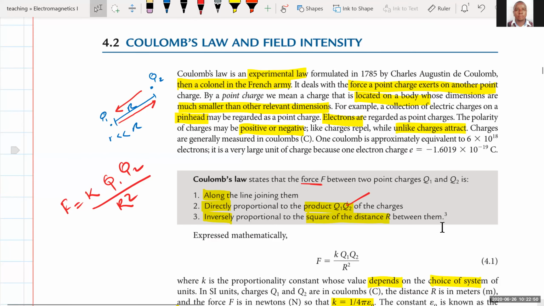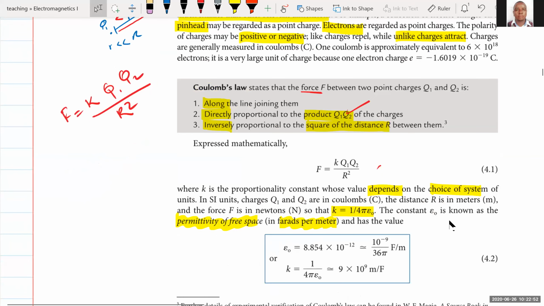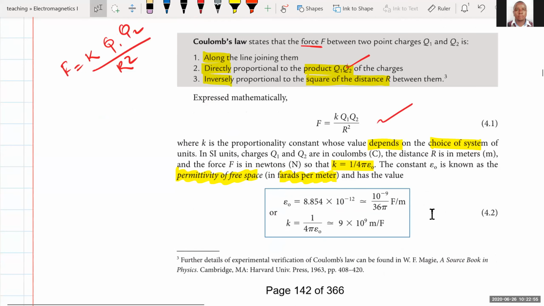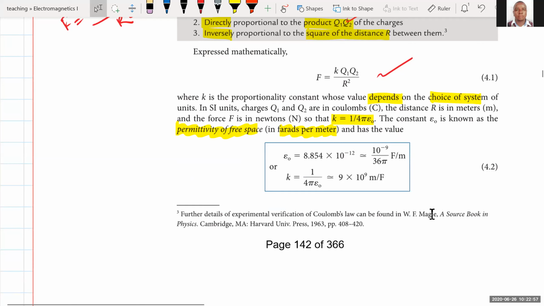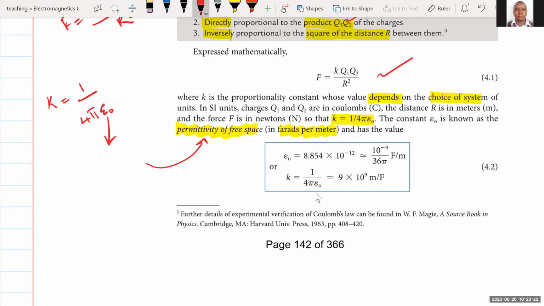Mathematically, it is what we have just illustrated there, and it is given in equation 4.1. K is a constant of proportionality, and it depends on the choice of the system of units. In SI units, K is given by 1 over 4 pi epsilon naught. Epsilon naught is the permittivity of free space, and the permittivity of free space is a universal constant.